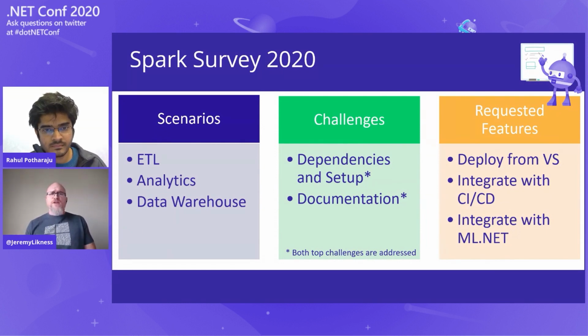As far as requested features, where do we want to take .NET for Spark? A top feature was deployment from Visual Studio, being able to do that Spark submit as something as simple as a right-click gesture. Another is integrating with CI/CD for those who don't right-click deploy, right? And the other is integration with ML.NET. To be clear, .NET for Spark allows you to use any of your .NET libraries, so you can today take advantage of ML.NET in those jobs. This integration is tighter integration between data frames and sharing data between the two tools.